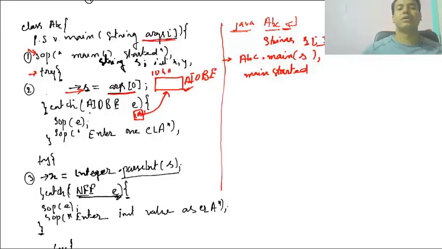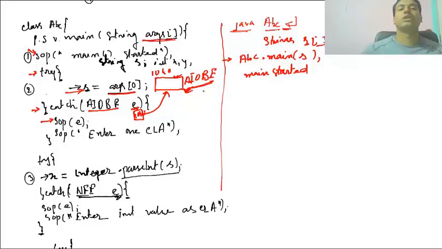The exception object is handled because this catch is of type ArrayIndexOutOfBoundsException, and this object is also of type ArrayIndexOutOfBoundsException. So the exception object is handled, and control flows inside the catch block. Inside the catch block, it prints e. What is e? e is pointing to an object which is of type ArrayIndexOutOfBoundsException.